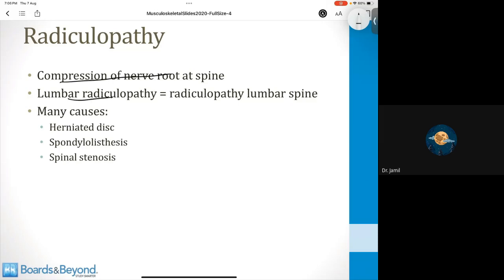So what are the causes of radiculopathy? That's really important. It can be due to a herniated disc. It can be due to something called spondylolisthesis, or it can be due to spinal stenosis. So what is a herniated disc? You guys know that between every vertebra you have a fibrous pad. That's basically also known as the vertebral disc, right?